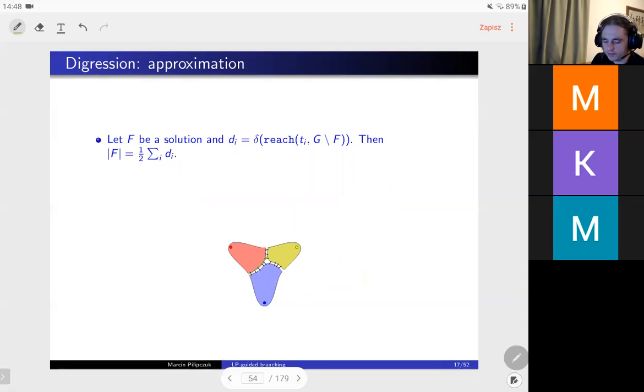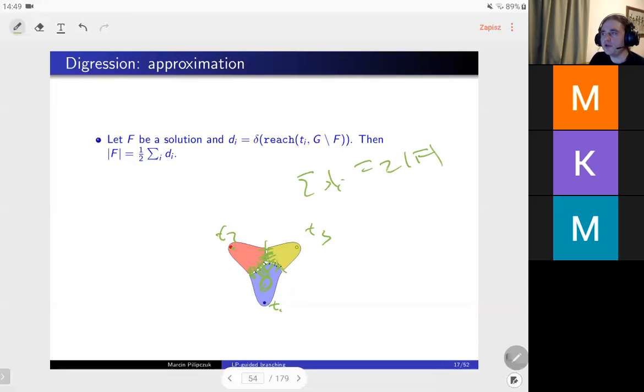So this is a solution in this picture, and let's count how many edges this area sees, how many edges of the solution are visible from this terminal. This is T1, so count how many edges are visible from it. Take terminal 2 and count how many edges of the solution are visible from it, and take terminal 3 and count how many edges of the solution are visible from terminal 3. Let d_i be the number of edges of the solution reachable from terminal i. The point is that if you sum the d_i's, this will be twice the size of the solution.